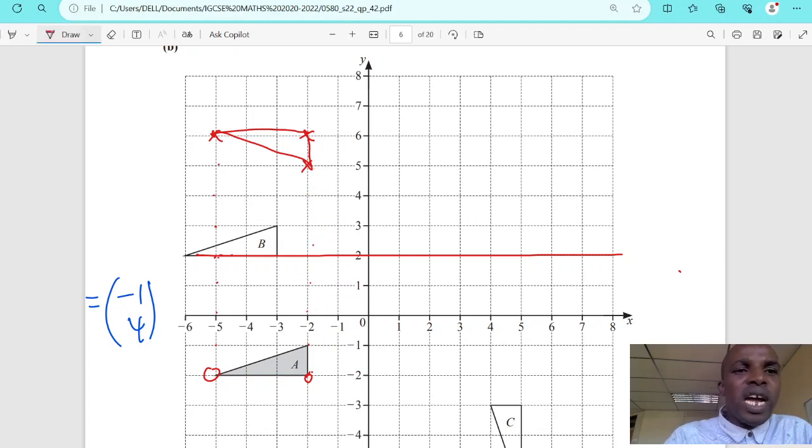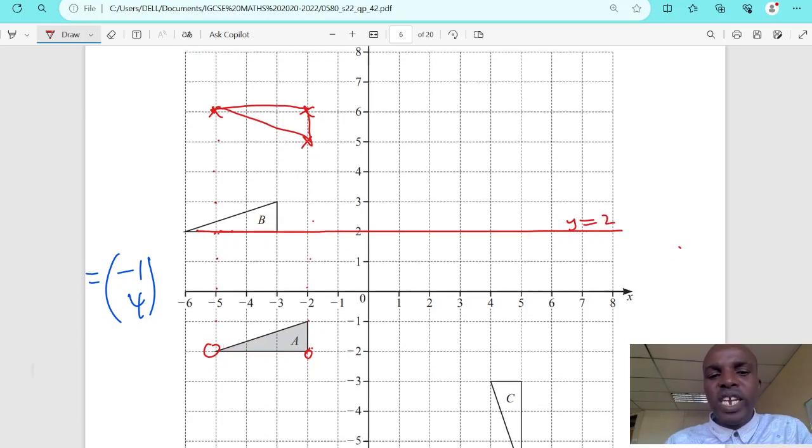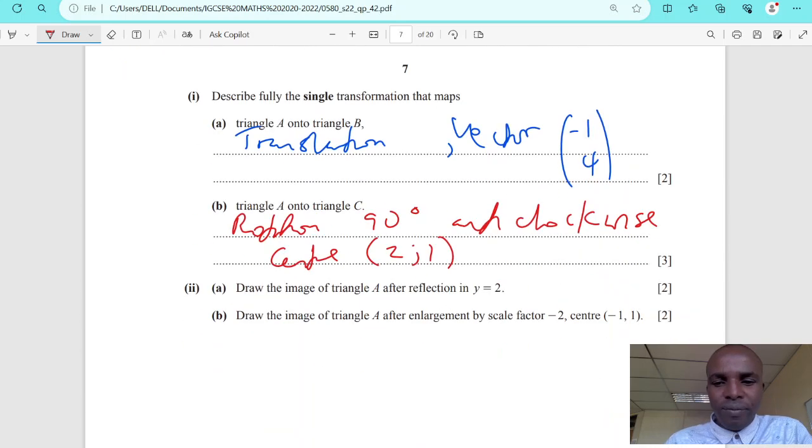And you have to label your line actually. Label your line y equals 2. Please don't rub it off. Just leave it like that. It's part of your working.